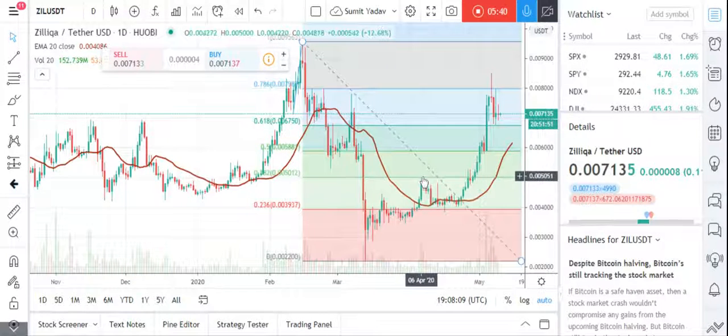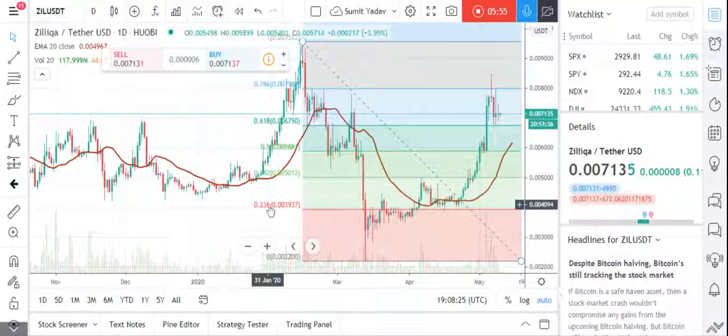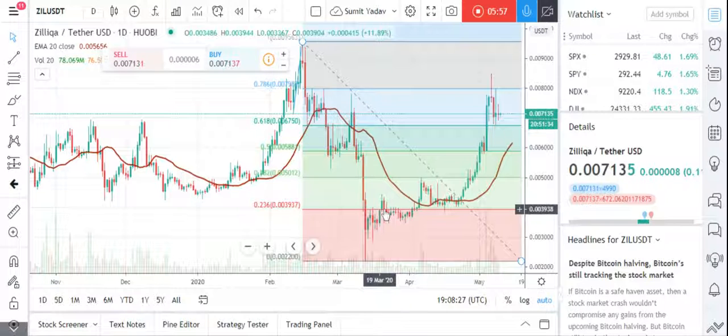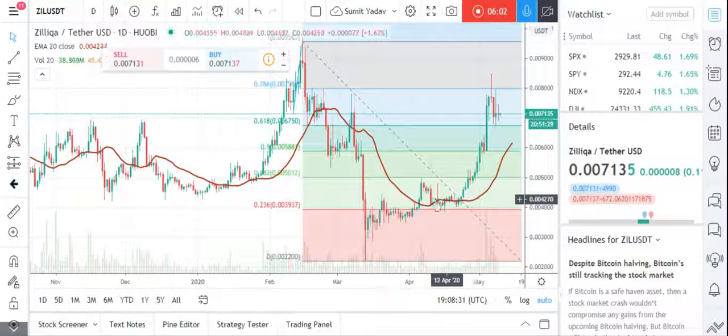It acted as a resistance to the downtrend, the trend which is below this horizontal line. It acted as a resistance. And the same case for 0.236, it is acting as a resistance over here. It has acted as a support over here. So this is all about what a Fibonacci retracement chart is. Okay, so thank you so much guys.